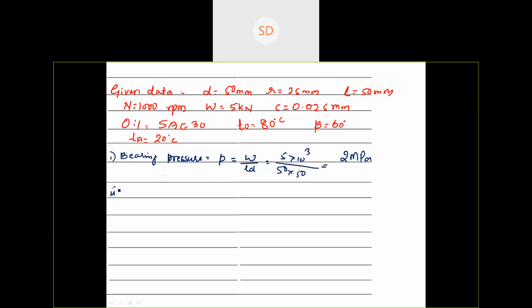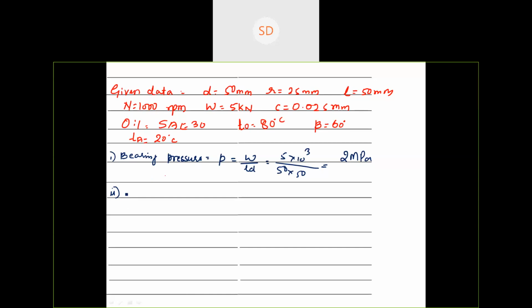Now I'll go for the second bit. What is the second bit? You need to find out the Sommerfeld number here. So to calculate the Sommerfeld number, that is S equal to R by C square into Zn by P into 10 to the power of minus 6.